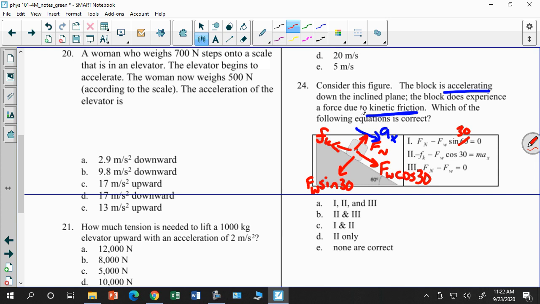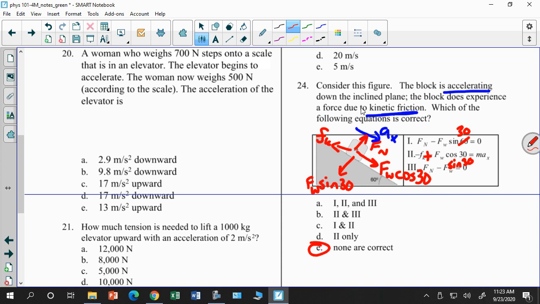You might be inclined to say that one's correct, but it's wrong for one reason, and the reason is that I need to make this positive for that to be a correct equation. And then Fn minus Fw sine of 30 equal to 0, that's not true either. Okay? So none of these equations are correct.